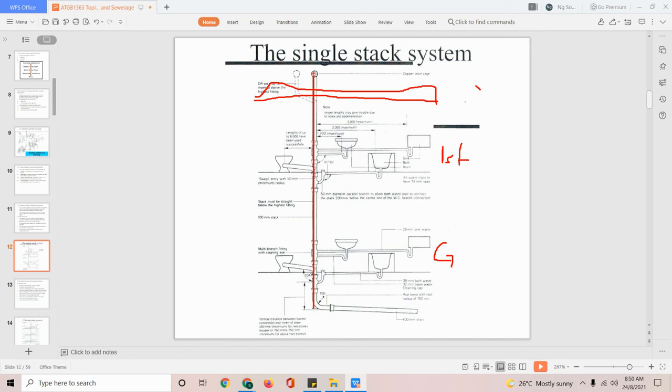So a single stack system is just a single pipe from bottom to the top, where you have a copper wire cage here to cap off your pipe to allow for ventilation. Why we need this cap or this opening is so that our wastewater can flow down here. If we stopped here, let's say we just cut it off here, then you have to imagine this will be difficult.